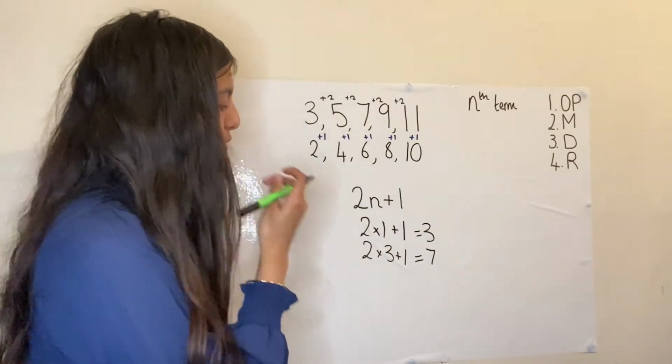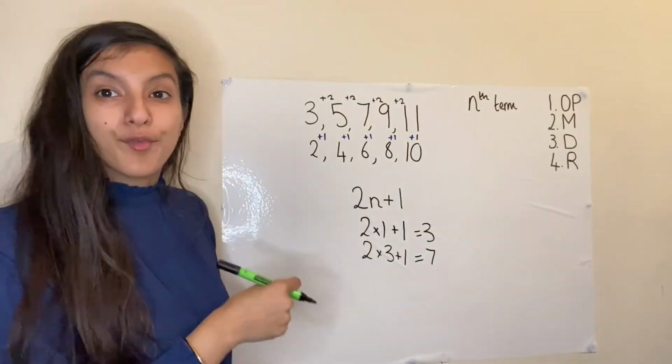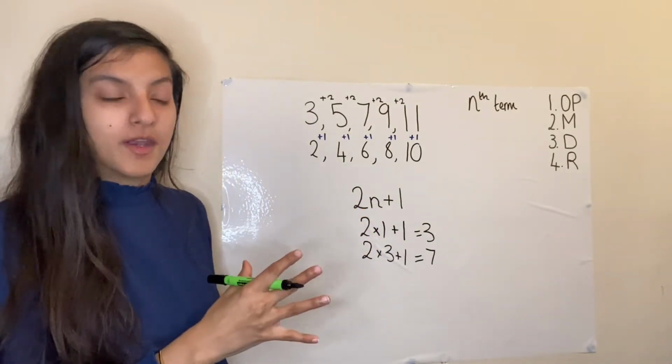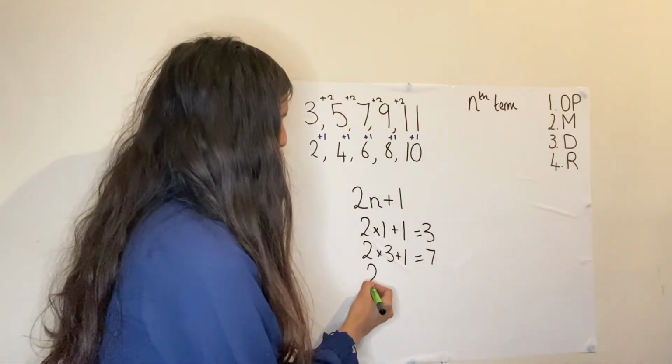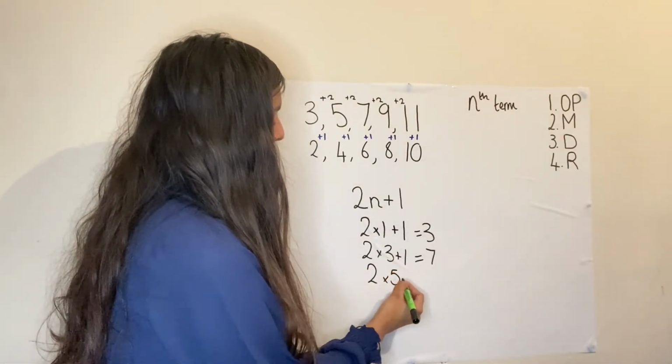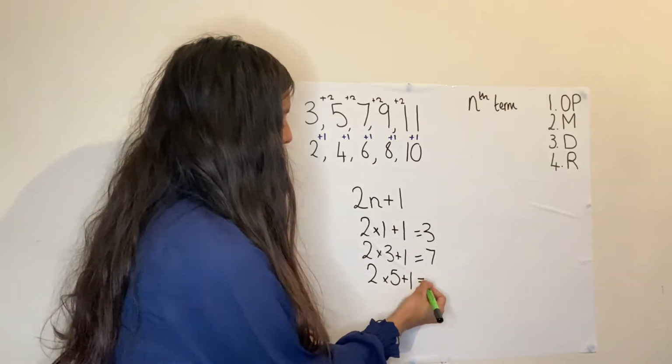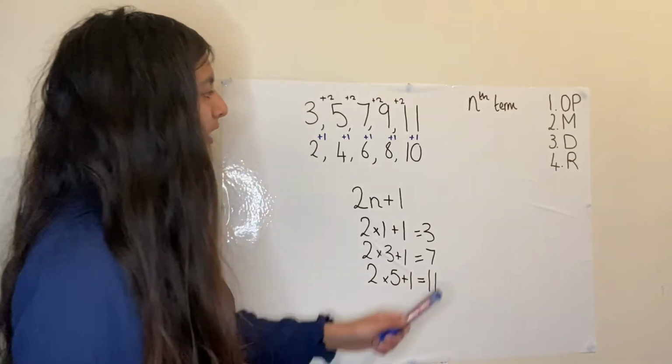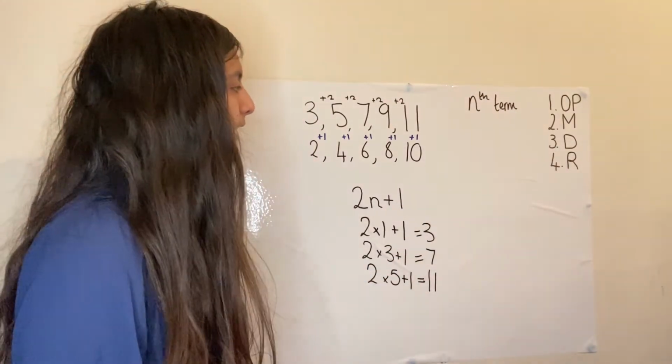Let's try the fifth one. So n now is going to stand for 5 because we're looking at the fifth number in our pattern. 2 times 5 plus 1 equals 11. And that is my fifth number in my pattern.